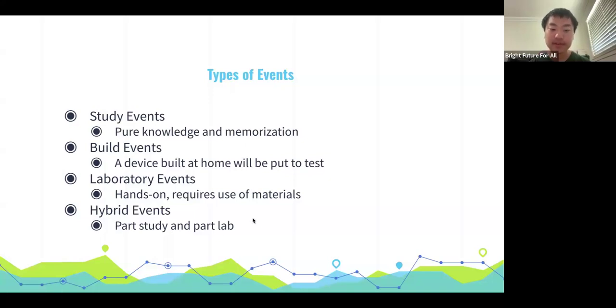And then finally you have hybrid events, which are part study and part lab.